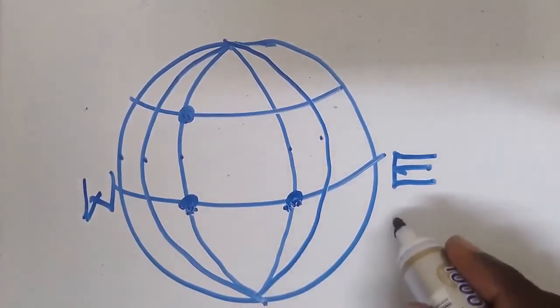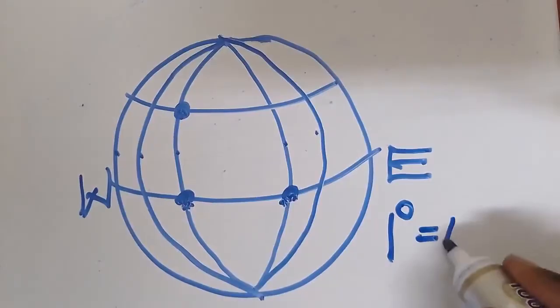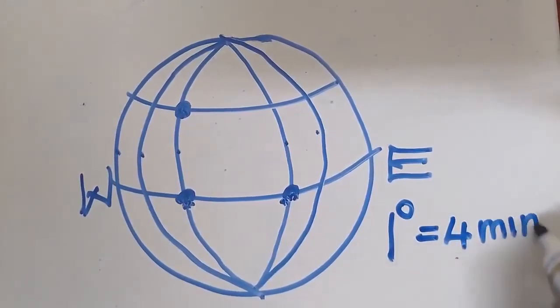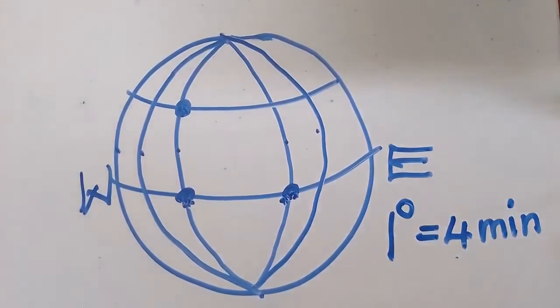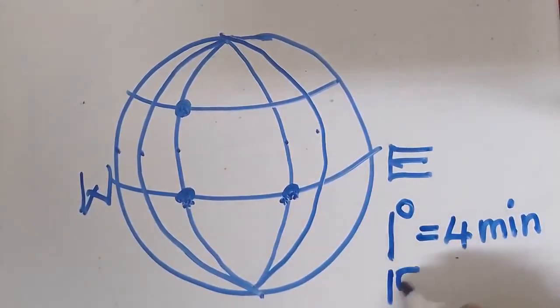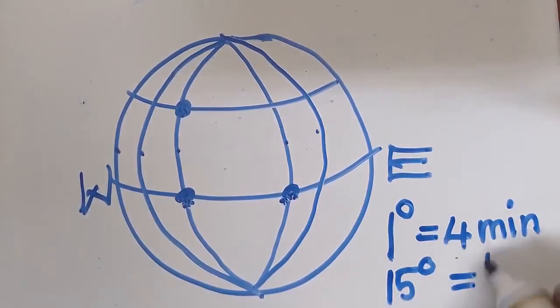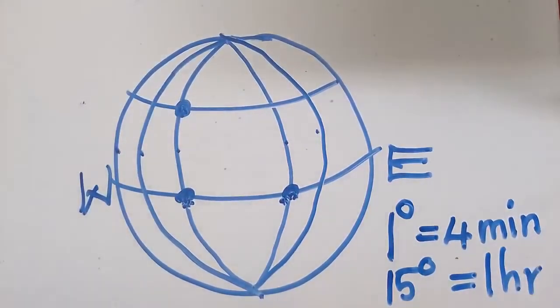So 1 degree is equal to 4 minutes. I want you to understand this. 1 degree is equal to 4 minutes. Then 15 degrees, so write this down, 15 degrees is equal to 1 hour. So when I say the time that is here is 15 degrees behind the time at that point, it means that the difference is what? 1 hour, because 1 degree is equal to 4 minutes and 15 degrees is equal to 1 hour.